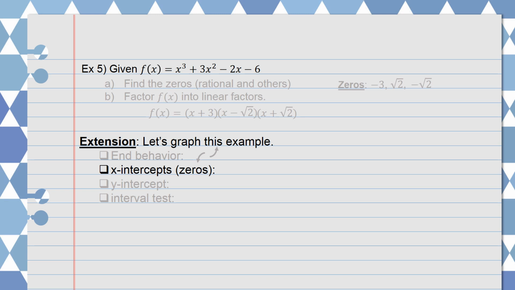For the x-intercepts, well, these are points on a graph. These depend on your zeros. Since we have 3 zeros, we will have 3 x-intercepts. They are (-3, 0), (square root 2, 0), and (negative square root 2, 0). To find the y-intercept, we substitute a value of 0 in for x, and when you do so, all the x terms will cancel, which leaves you simply with the constant. So the y-intercept would be of the form (0, -6).